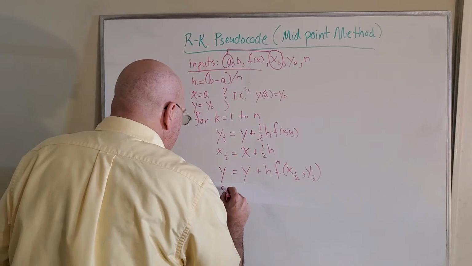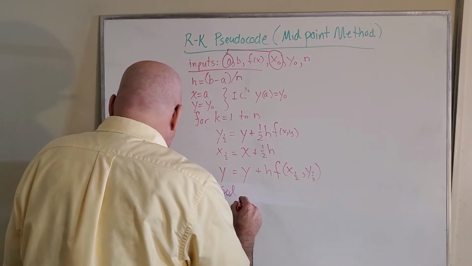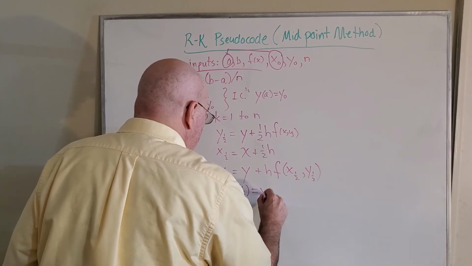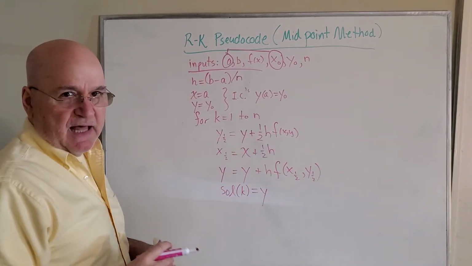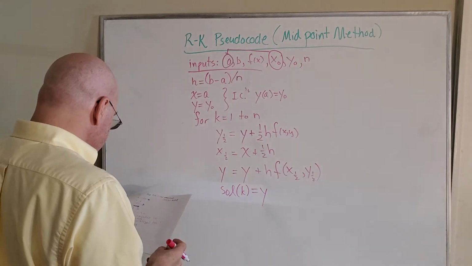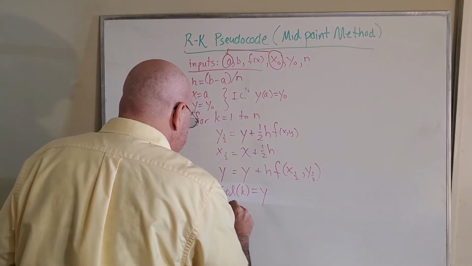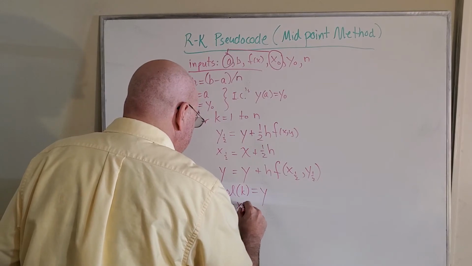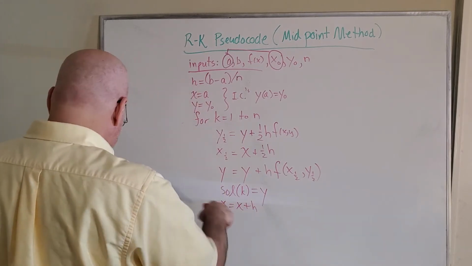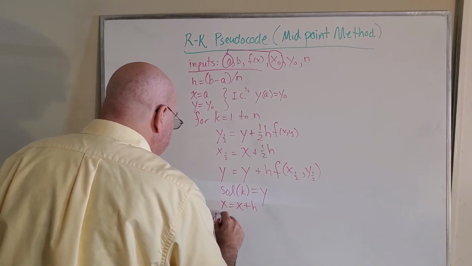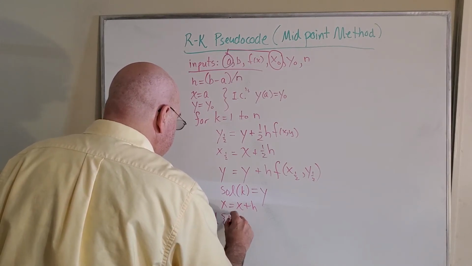And then as usual, I've got this solution, just an array that keeps all of the y values so you can plot them at the end. And let's see, x has to be incremented by h, and then go back up to the loop. So this is the end of the for loop.